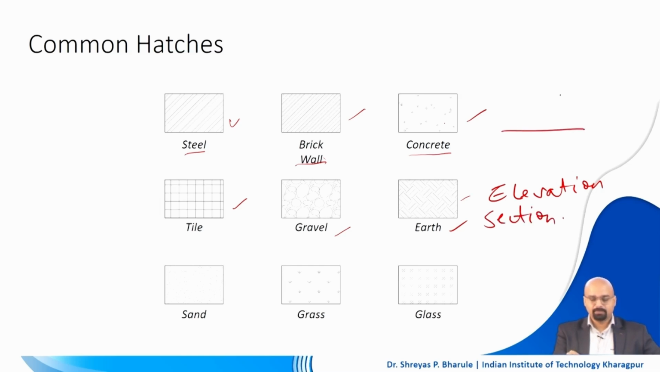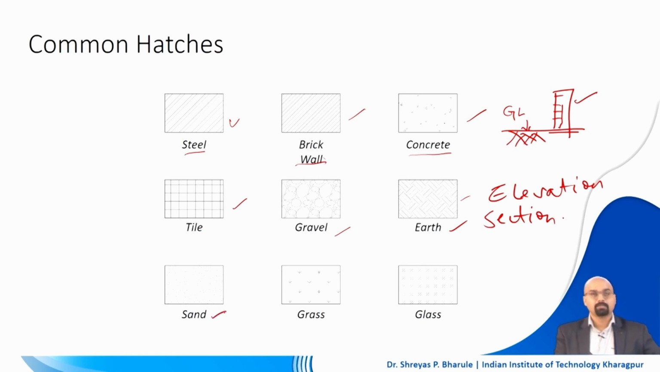For example, if you have a building in a section, then the earth hatch will be used here to show that this particular position is where the ground line is, and below that it is underground. So, this is how it is used in case of an elevation as well as a section, wherein you will be showing the interiors of a building, the sectional elevations as well. So, this becomes important in this kind of a case.